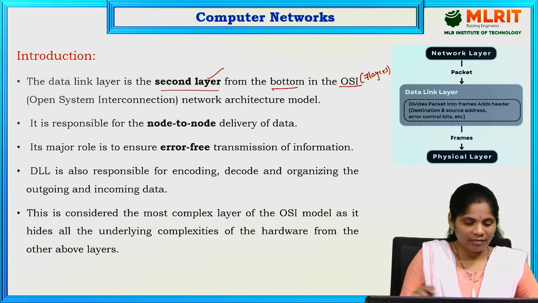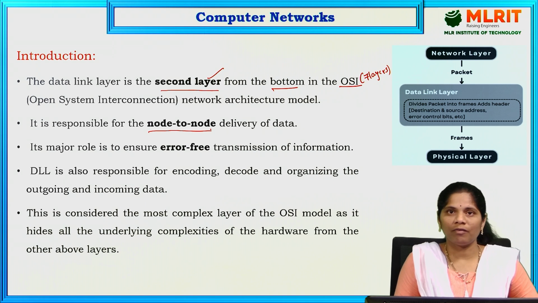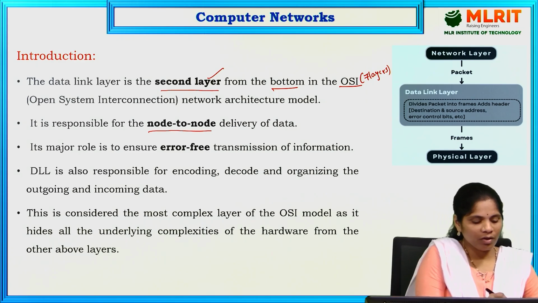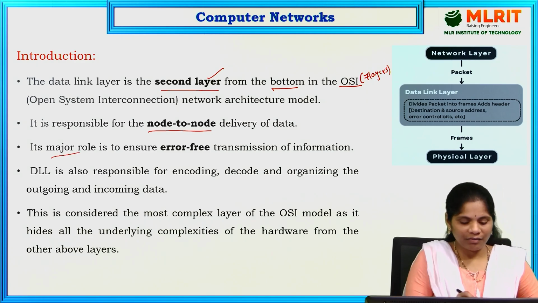This layer is mainly responsible for node to node delivery. That means device to device. From one node to another node, we have to send the data. The node to node delivery mainly comes under the data link layer. And the major role of the data link layer is error-free transmission.